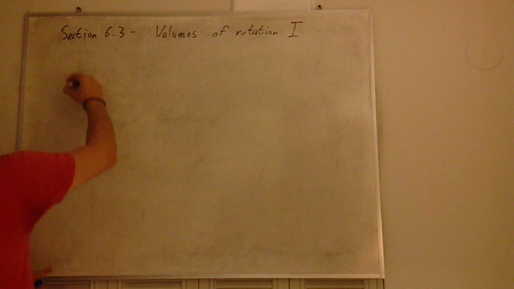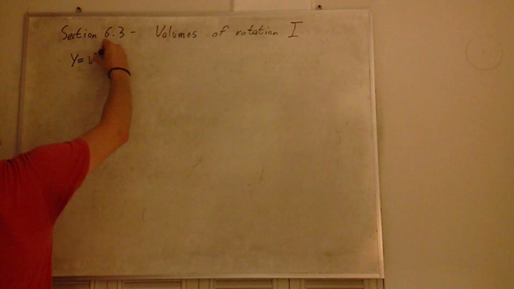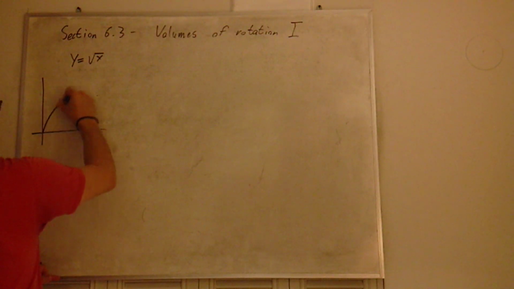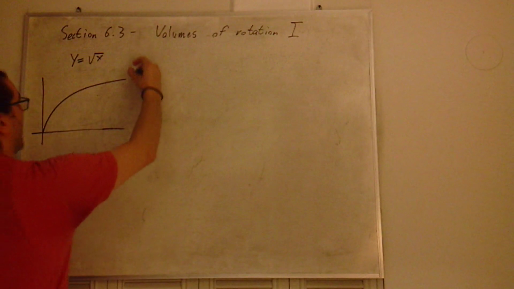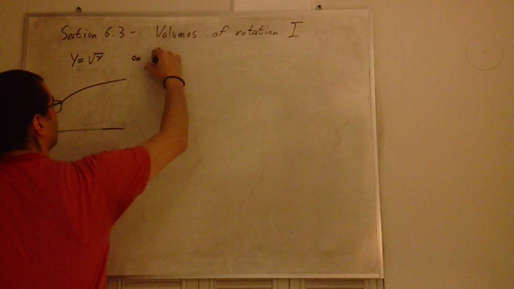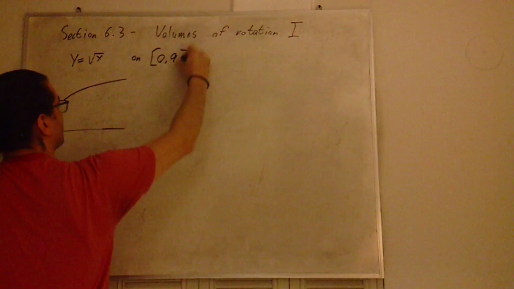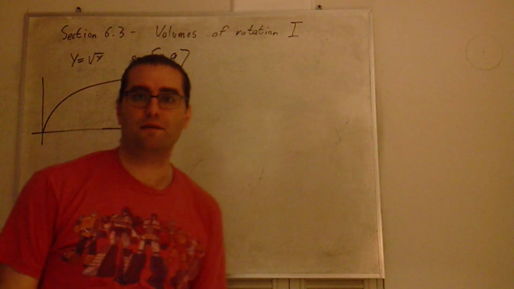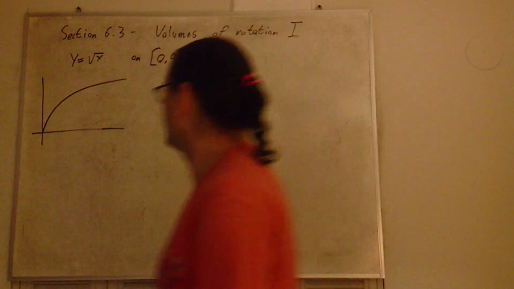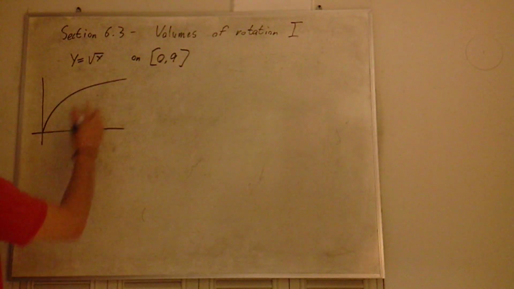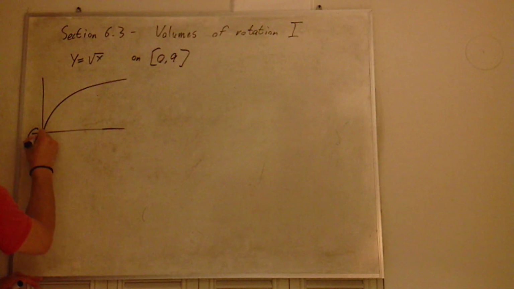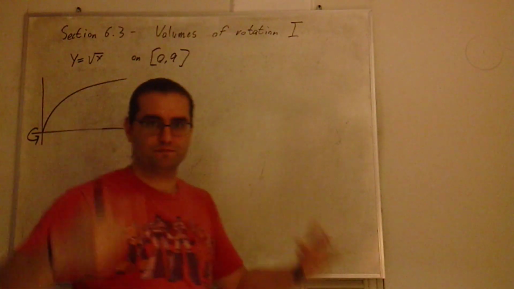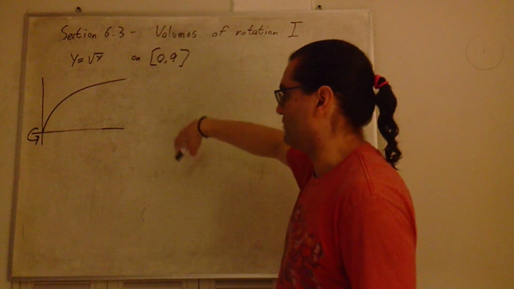I'm going to take the exact same function, y equals square root x. Same function, looks the same. I'm going to go on the same interval, 0 to 9. Here's what's different. This time, I don't want the area. This time I'm going to take this function and spin it around the x-axis to create a three-dimensional shape, something sort of round.